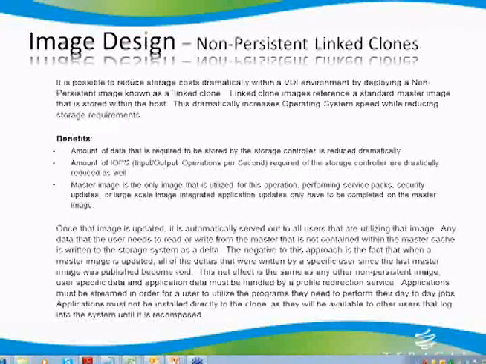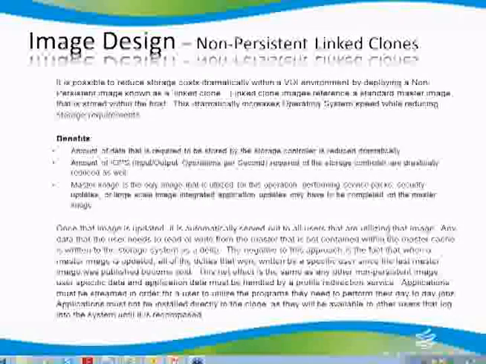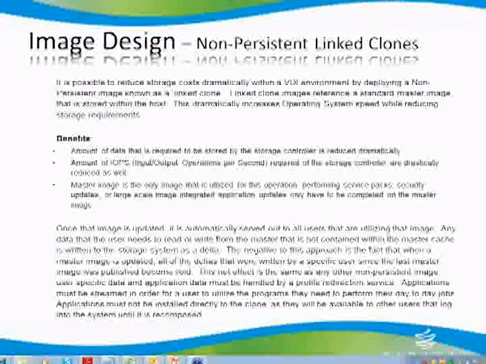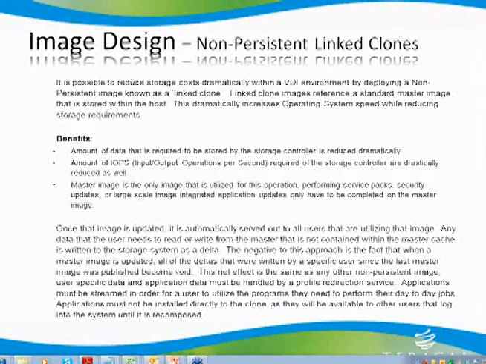The problem is, again, you have to do this in conjunction with the profile management service as well as the streaming application service. All right. Now the benefits. Let's talk about what's good about doing this kind of thing. The amount of data that is required to be stored by the storage controller is reduced dramatically. The amount of IOPS required of the storage controller is also decreased dramatically. So not only do you need fewer spinning spindles, fewer hard drives within your storage controller, you need fewer IOPS.